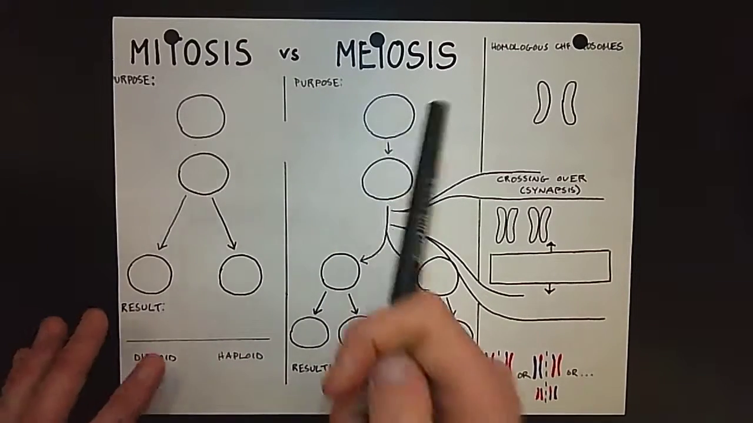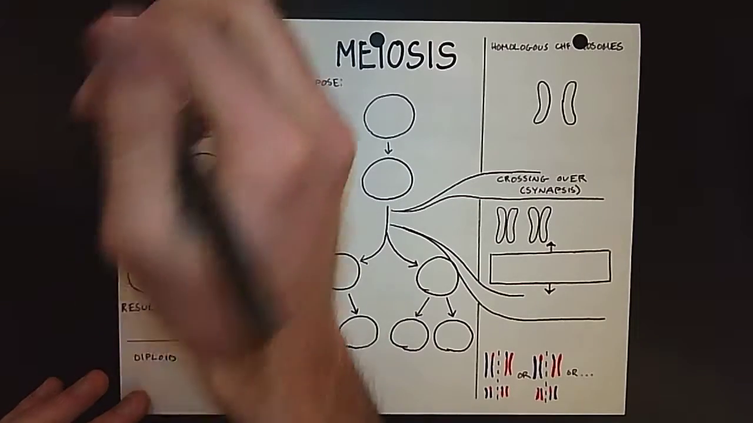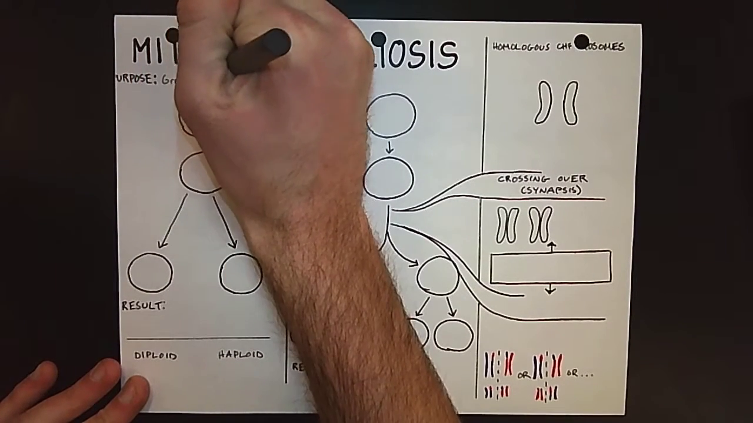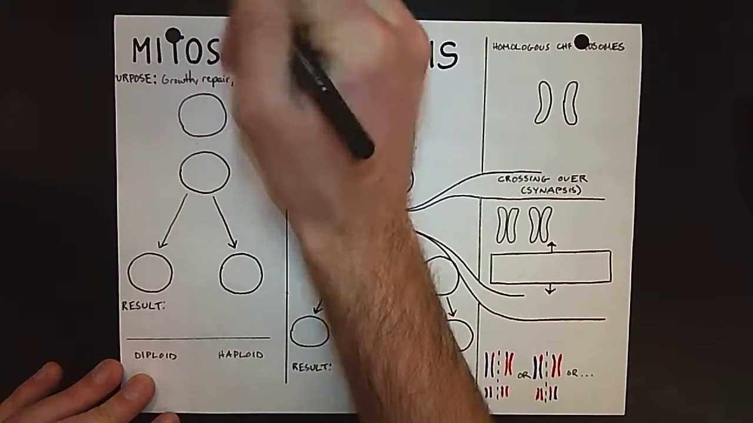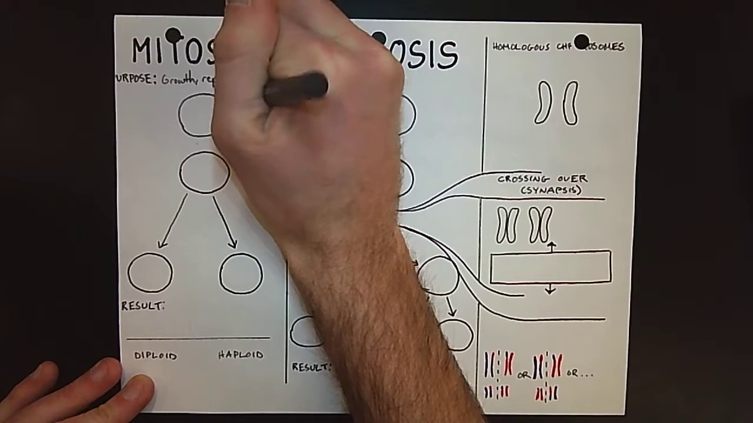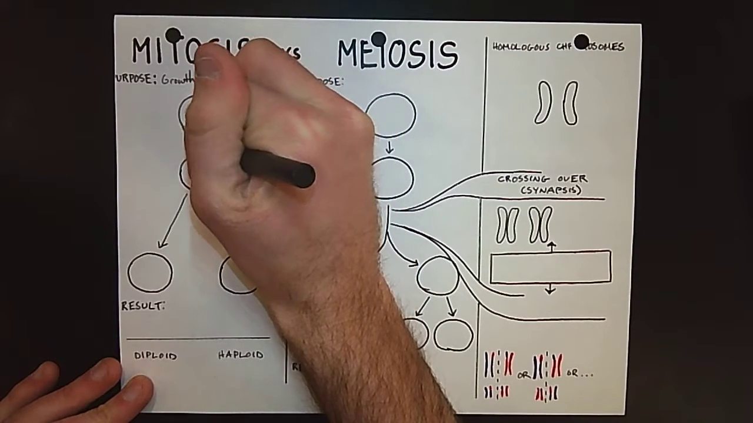So before we go into this new process of meiosis, let's review mitosis in terms of what its purpose is. For mitosis, the purpose is for growth, repair, and if you are a single-celled organism, asexual reproduction. This is how you're going to reproduce. So let's add a little arrow that should already be there.